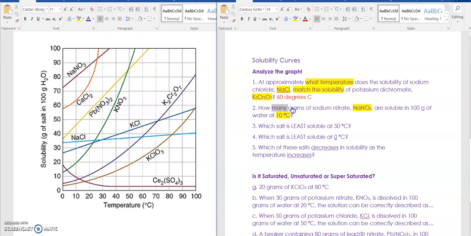I know that this question is asking me how many grams are being dissolved at that temperature. So I need to go to 10 degrees right here, and I need to trace up until I find sodium nitrate. So I'm going to go all the way up here to this dark red line. Sodium nitrate is at 80 grams dissolved at 10 degrees. So I'm going to put in 80 grams.